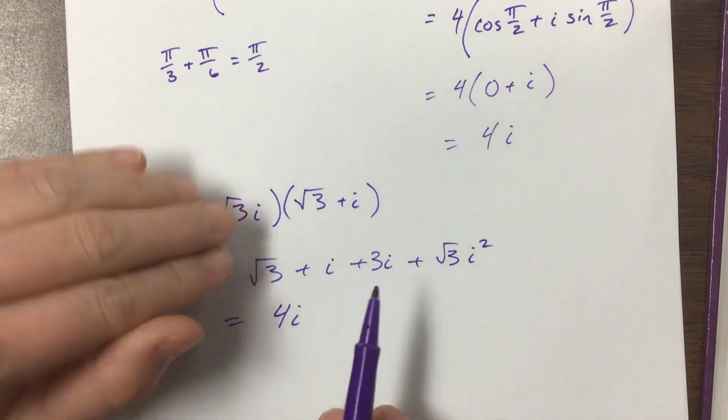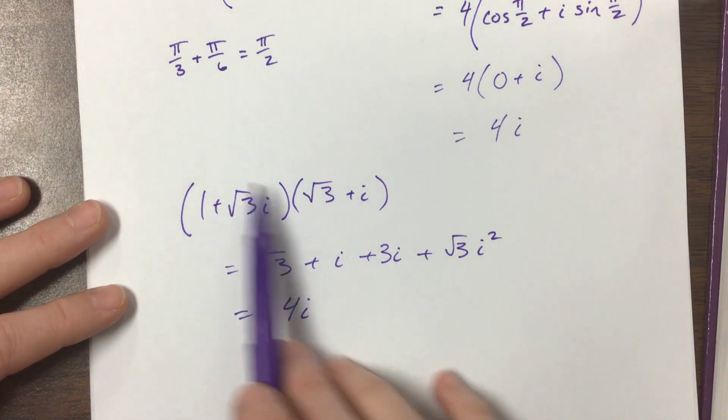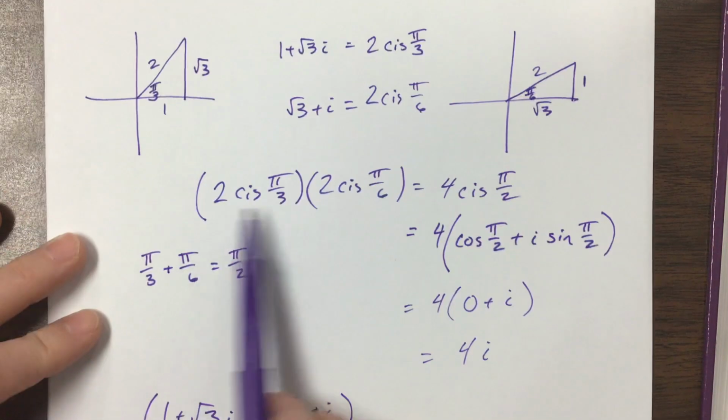Or if I had given you one of them in polar form and the other in Cartesian, it's easier to put them both into the polar form.